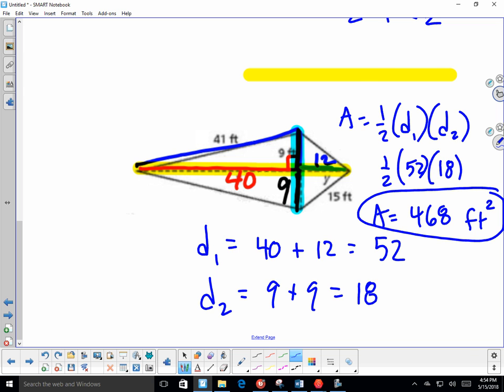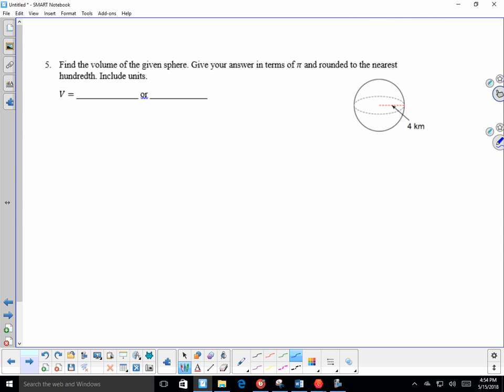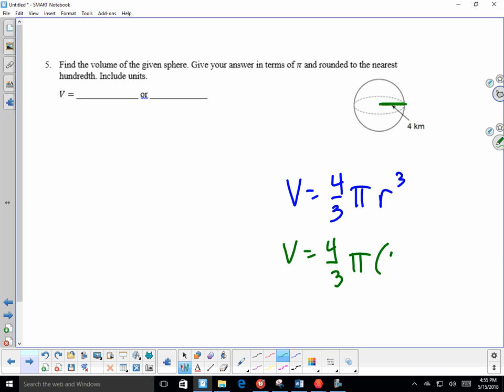All right, let's take a look at this one from the final exam review. This one says find the volume of the given sphere, and the formula for the volume of a sphere is 4/3 pi r cubed. So that's our formula. We know that the radius here is 4, so I'm going to plug that in. I get 4/3 pi times 4 cubed.